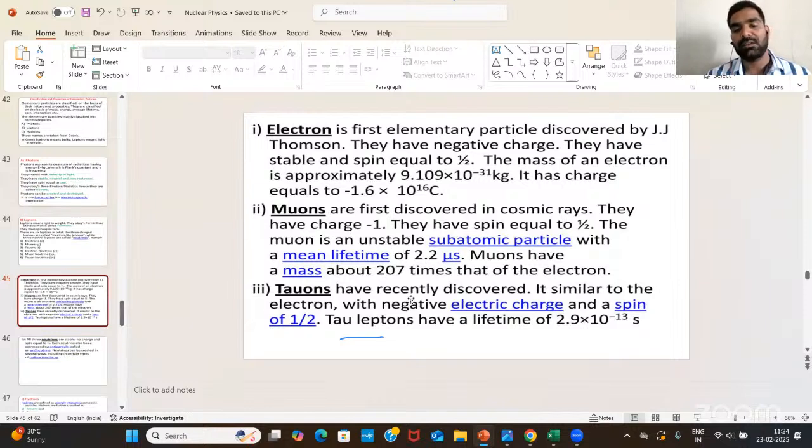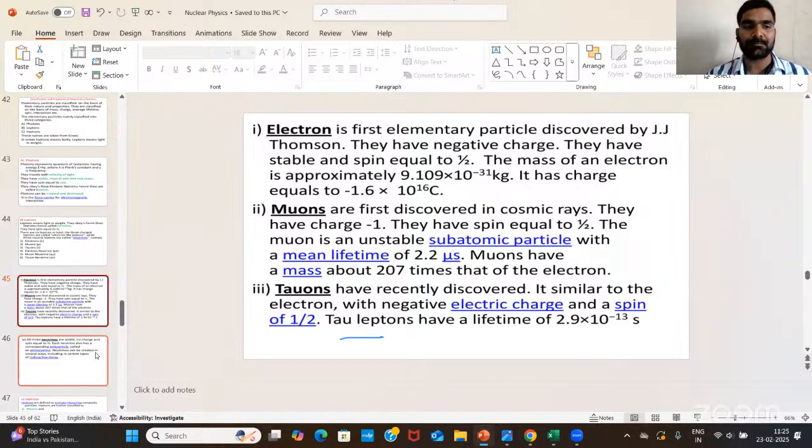Taus have been recently discovered. It's similar to the electron with negative electric charge and spin half. Tau leptons have a lifetime of 2.9 into 10 power minus 13 seconds.